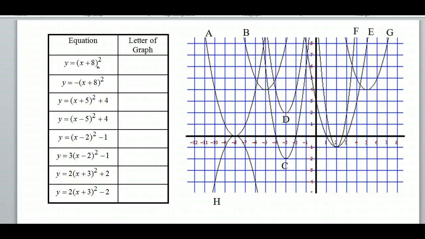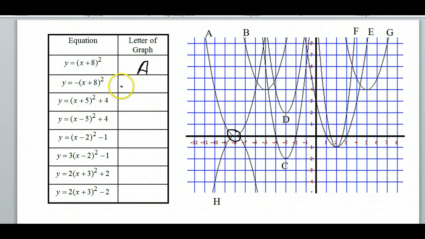Now we know that this is a horizontal translation, left 8 units, which is going to put the vertex at -8, 0. And the graph opens up, meaning that this is graph A. So letter of graph A.